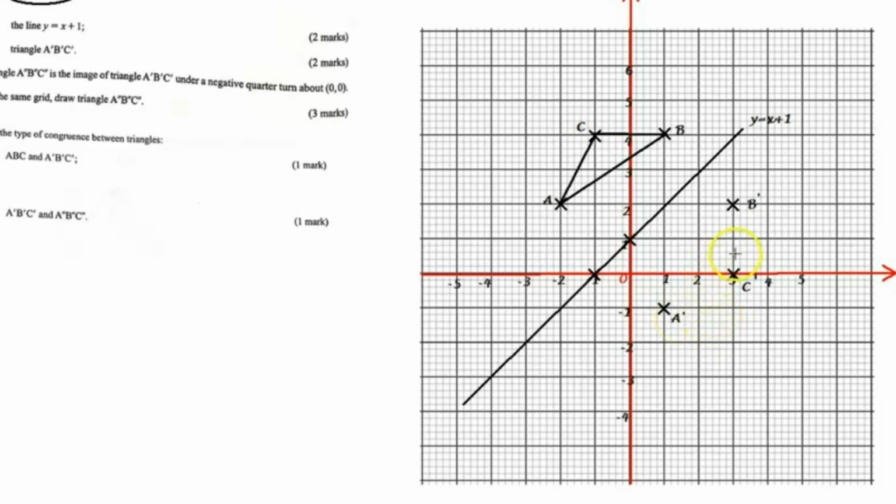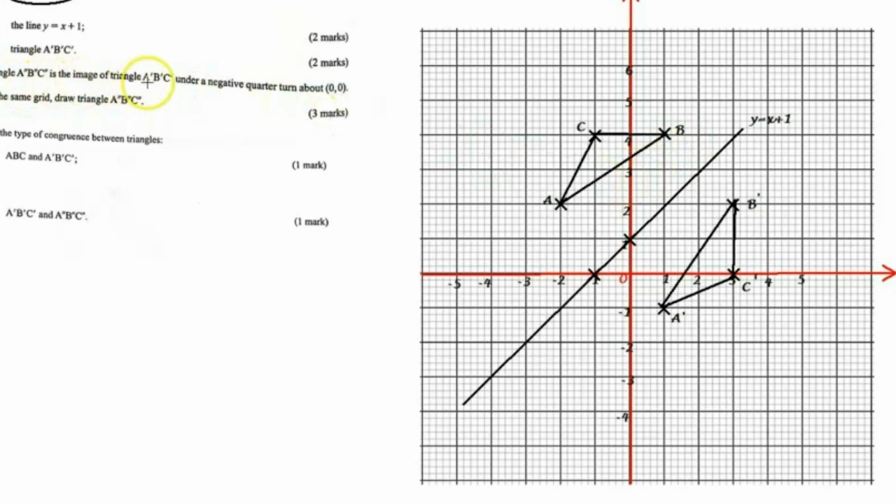So that is it. And therefore, we join the points. So join A to B, then B to C, and C back to A. So that is the triangle A prime, B prime, C prime. So if you try to draw a line at this point, it is perpendicular to the mirror line.